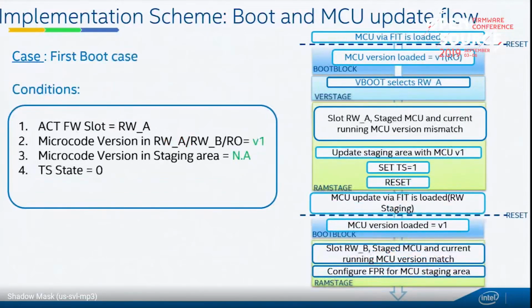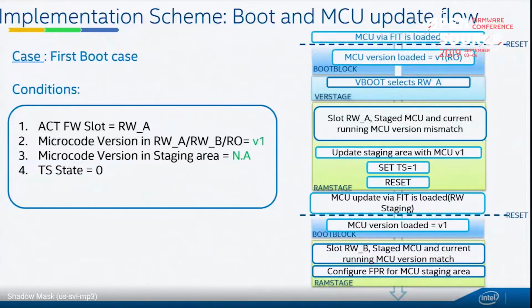This is the first boot case, where your staging area is empty. Your microcode binary in RO, RWA, and RWB is all the same. All are set to version V1, because this is basically when you build an image and flash it, or a factory flash where you flash the image. So all the RO, RWA, and RWB would have the same microcode binaries. And the initial top swap state is the default, which is set to 0.